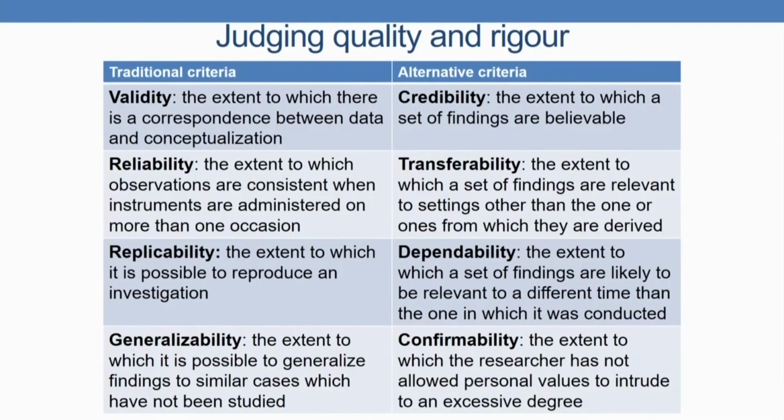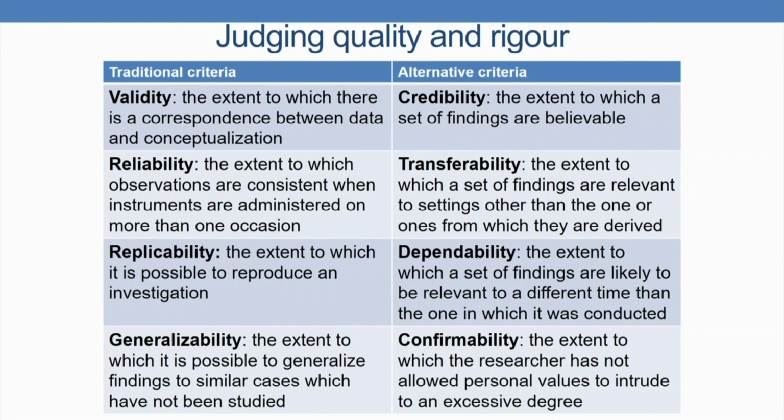Instead of validity, we could probably look at credibility, which is the extent to which a set of findings are believable. So, validity is purely going by technical use of data and technically concluding from the data, whereas an alternative criterion for judging quality and rigor in the case of development studies could be credibility. Similarly, instead of reliability, we could probably focus more on transferability, which is the extent to which a set of findings are relevant to settings other than the one or ones from which they have been derived. Instead of replicability, we could focus on dependability, which is the extent to which a set of findings are likely to be relevant to a different time than the one in which it was conducted.